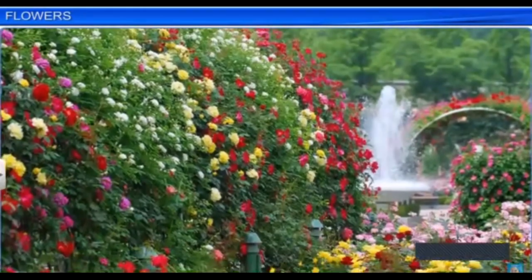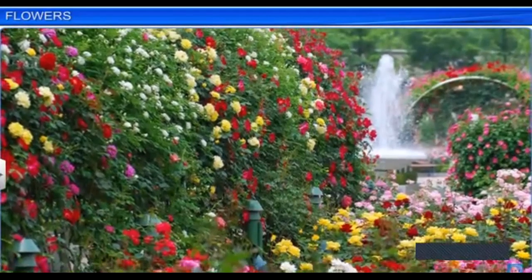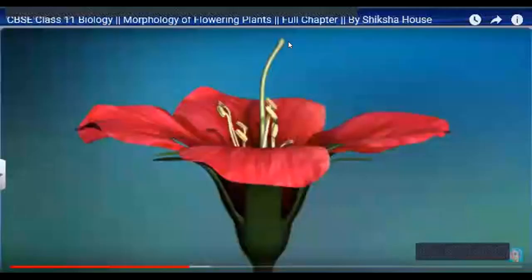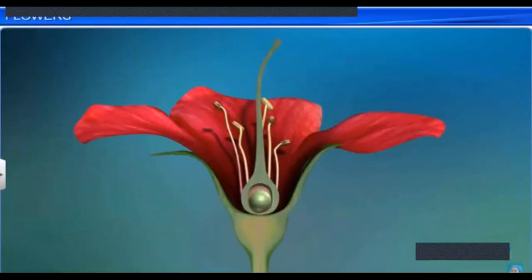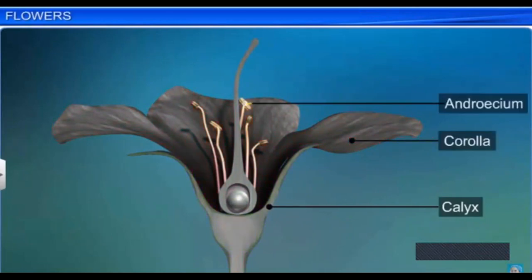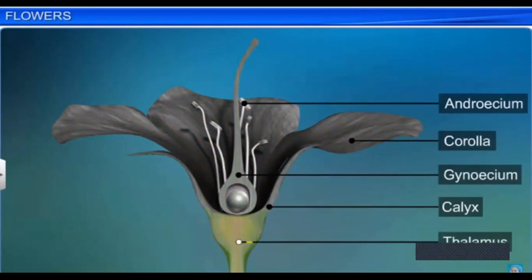A flower is the most beautiful and attractive part of a plant that contributes to the process of reproduction. Typically, a flower has 4 main whorls: calyx, corolla, androecium, and gynoecium. These whorls are arranged on the swollen end of a stalk called the thalamus or the receptacle.